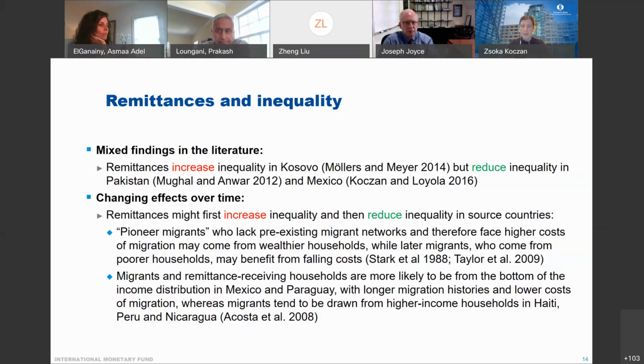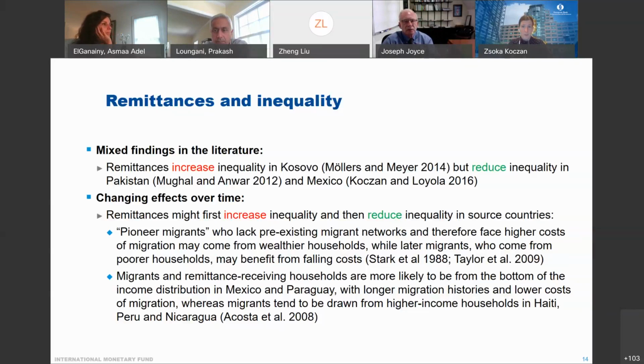But these seemingly contradictory findings could be reconciled by changing effects over time. The idea here is that initially there are very high fixed costs of migration. So the first pioneer migrants tend to be from wealthier households, and the households receiving remittances also tend to be already better off. So initially, migration and remittance receipts could be expected to increase inequality.